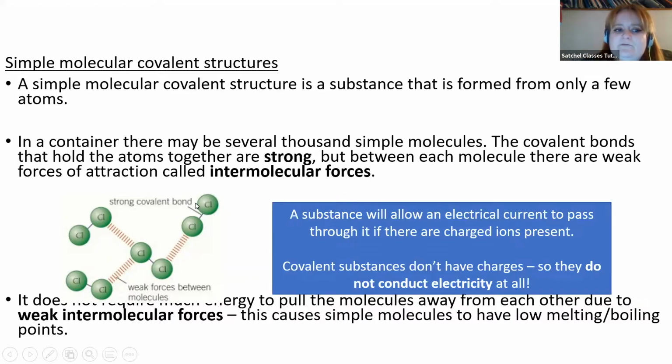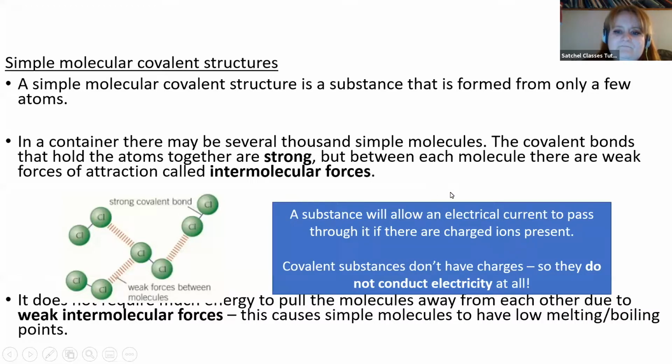The covalent bonds that hold the atoms together are strong. So the ones that actually hold them together, but the bonds between each molecule are weak. Okay, so they're strong here, but between the actual molecules are weak. These are called intermolecular forces, so they're between molecules, intermolecular.